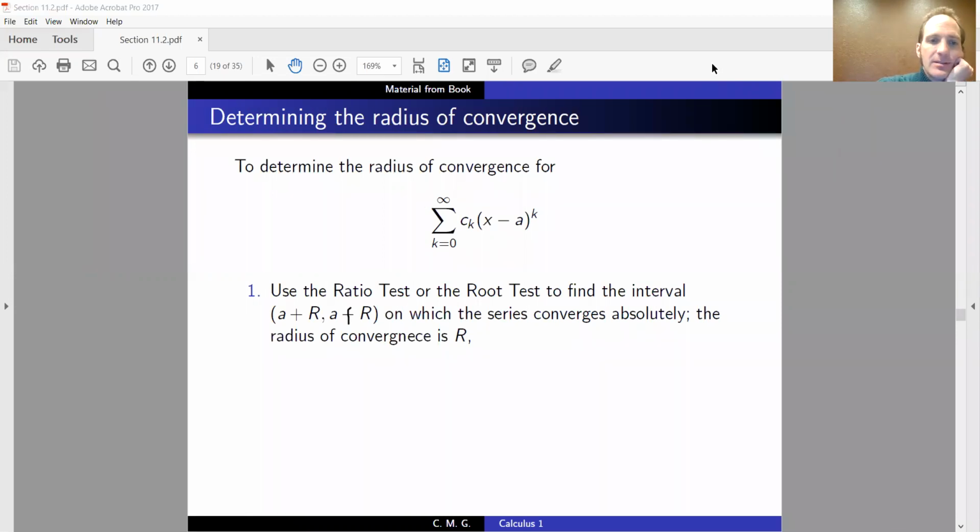I've got these backwards for some reason. So I should have A minus R on the left, A plus R on the right. All right. So A is the middle, A minus R, A plus R. That R is the radius of convergence.